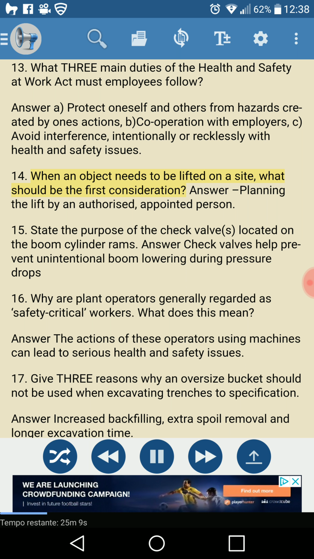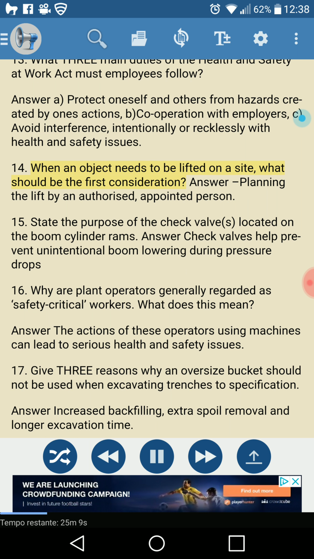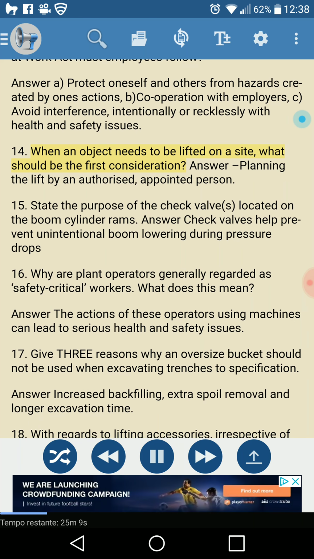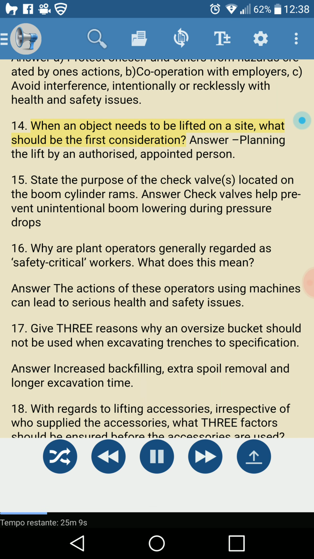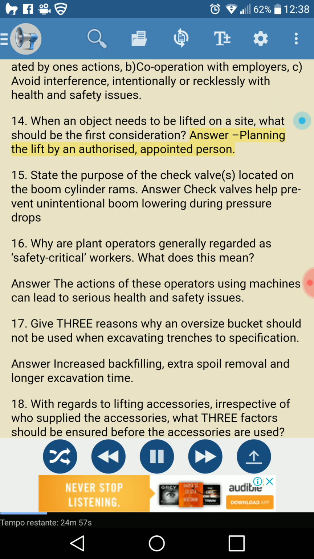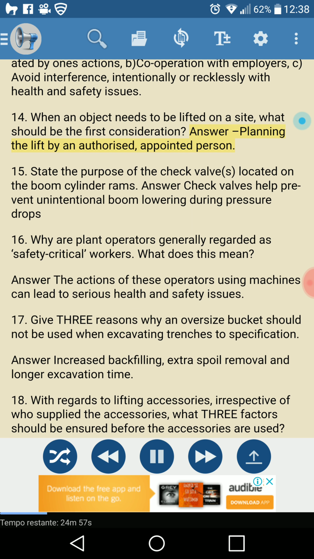14. When an object needs to be lifted on a site, what should be the first consideration? Answer: planning the lift by an authorized, appointed person.